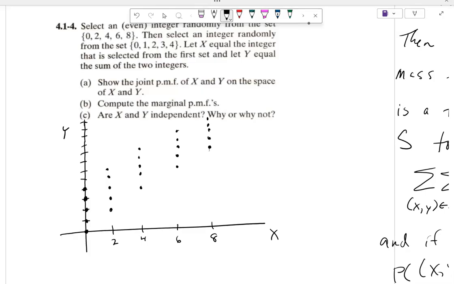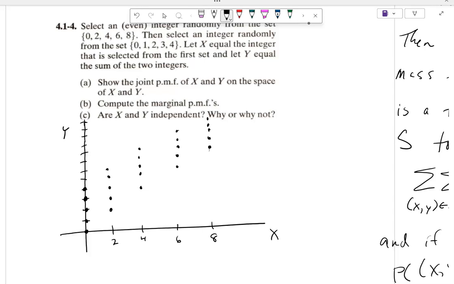For the joint PMF, though, each of the numbers was randomly selected, right? So for each of these dots, what would be the probability associated with each one of them? For example, to get this dot right here, we had to pick 0 and 0. To get this dot, we had to pick 0 and 1. This one we had to pick 0 and 2. This one we had to pick 2 and 0, and so on up the line. What would be the probability associated with each of these dots?